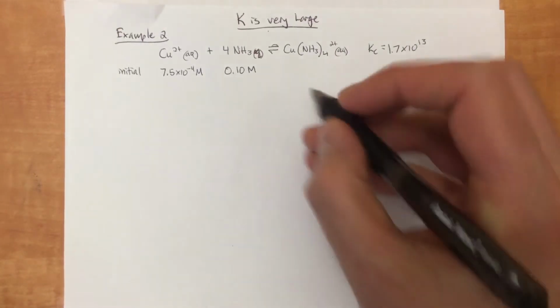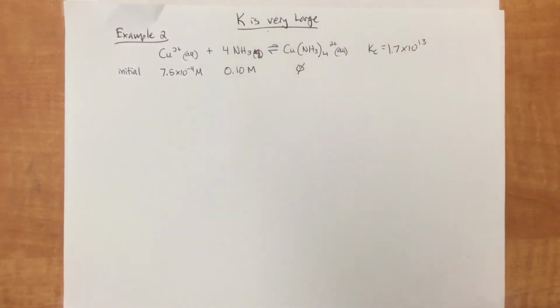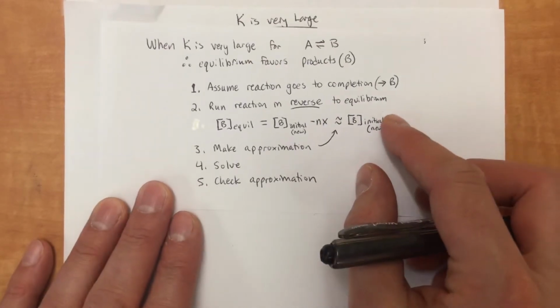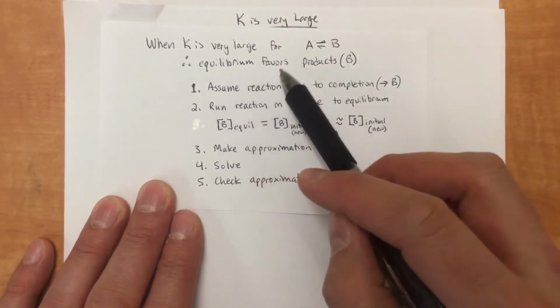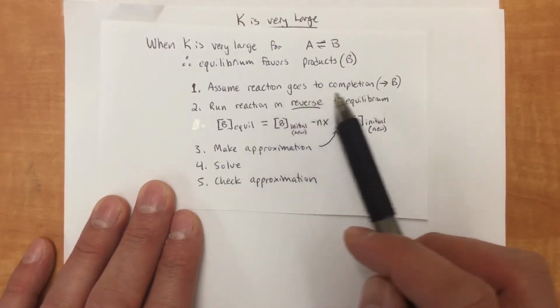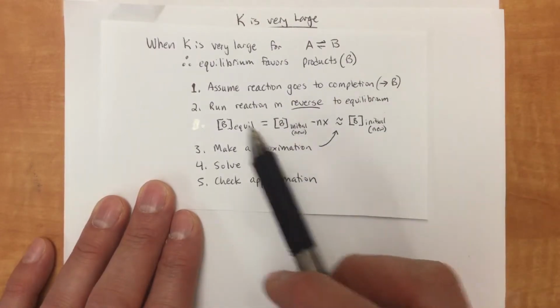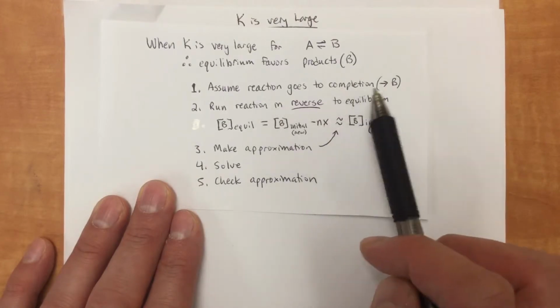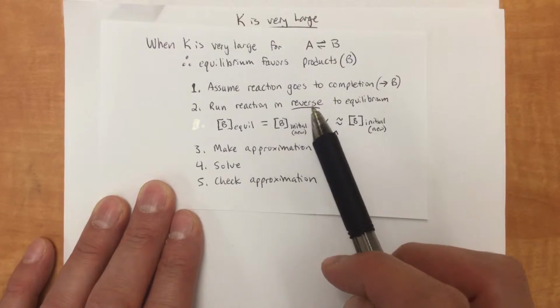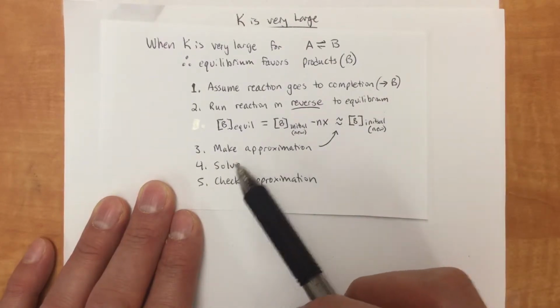So, initially, we have no products, and we can expect that this reaction will go nearly to completion. In fact, that is the approximation that we are going to start off with. When K is very large for a given reaction, the equilibrium will favor products. We will assume initially that the reaction does go to completion all the way to those products as a limiting reagent problem. And then we'll run the reaction in reverse to determine the equilibrium concentrations.